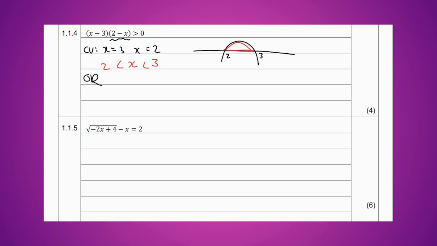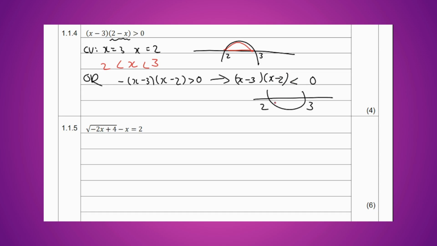Alternatively, you could have changed this. You could have taken a negative out so that you can have this bracket being in the normal form, and then you divide by a negative. When you divide by a negative, this will still stay 0, but the direction changes. It's asking for less than. Do you see this is the same answer? So be on the lookout for that. This was a tricky one.